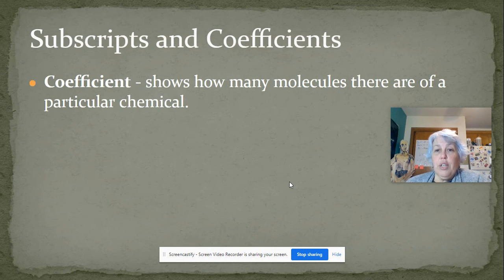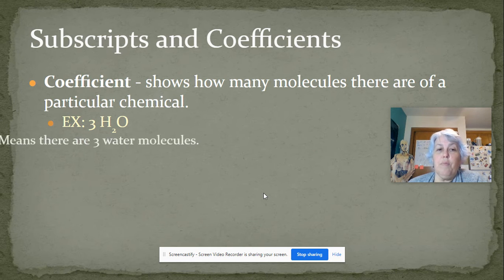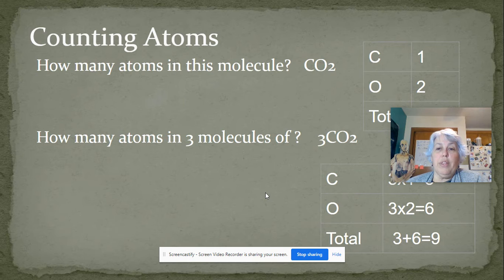All right, a coefficient shows how many molecules there are. So here's our example of a water molecule again. It does still have 2 hydrogens, but how many total water molecules are there? Well, there's 3 of them. So there's 3 of these molecules of water.